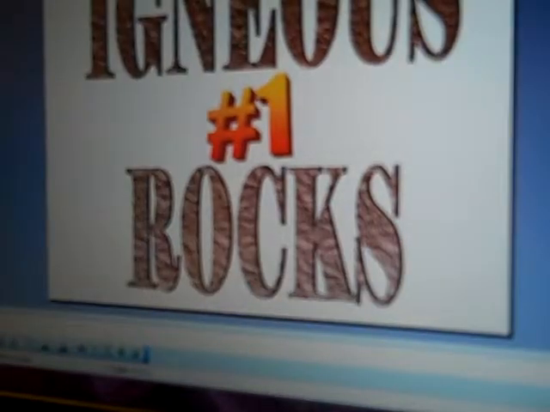It's Miss Callahan going over rocks and the rock cycle. Pretty much, if you really want to think about it, all rocks come from igneous rocks, and this is formed from magma that has cooled or hardened.